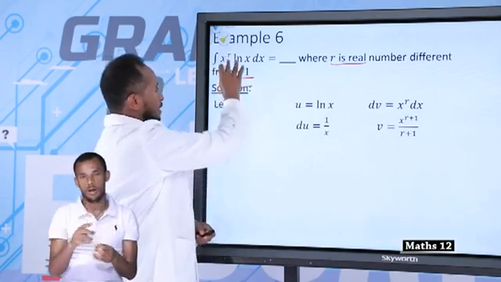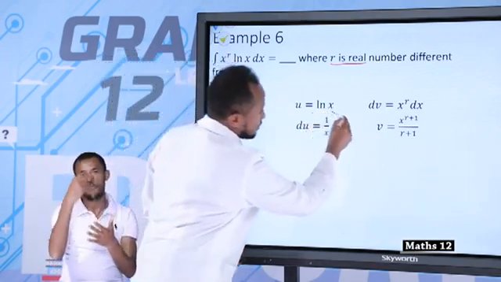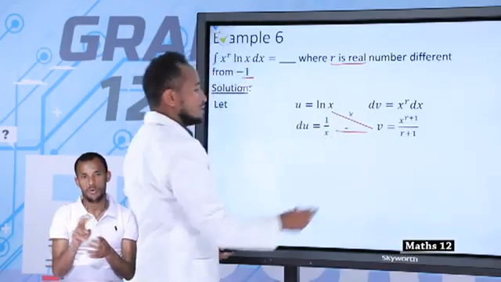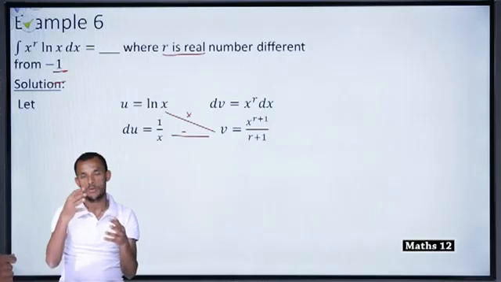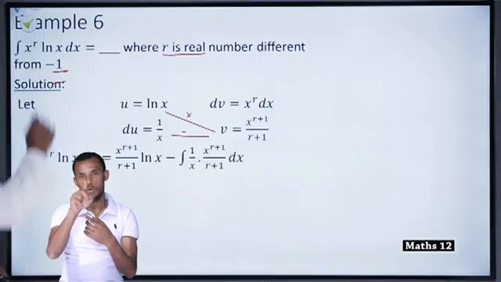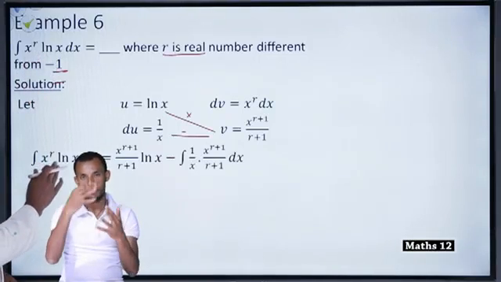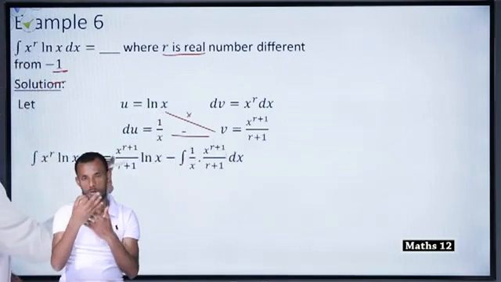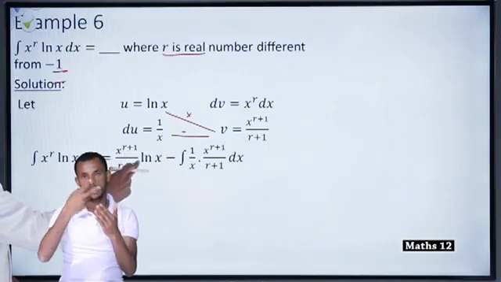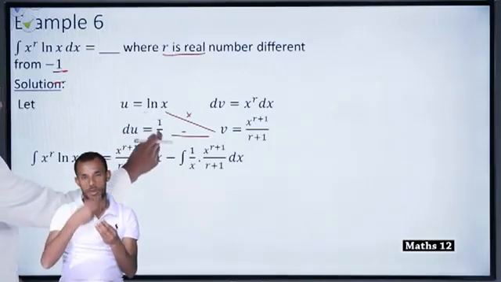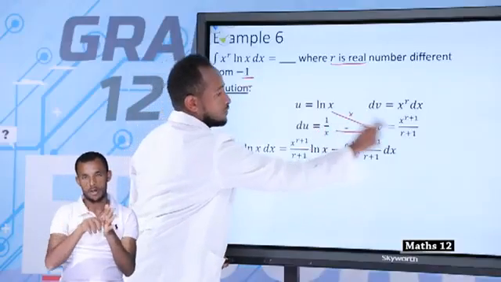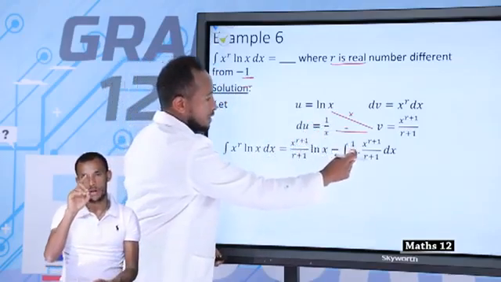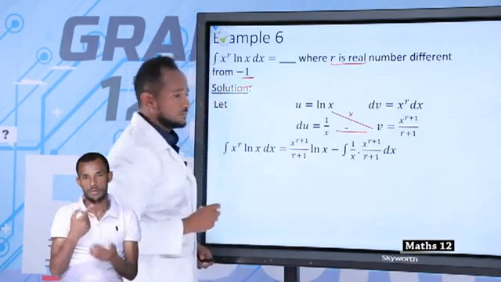So the integral of this function will be the product of the two minus the integral of the product of the two. So you'll have this one. The integration of x to the power of r ln x dx is equal to the product of the two, it is x to the power of r plus 1 over r plus 1 times ln x minus the product of the two functions. It is 1 over x times this one.